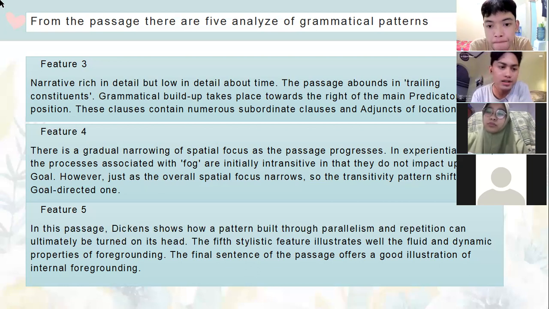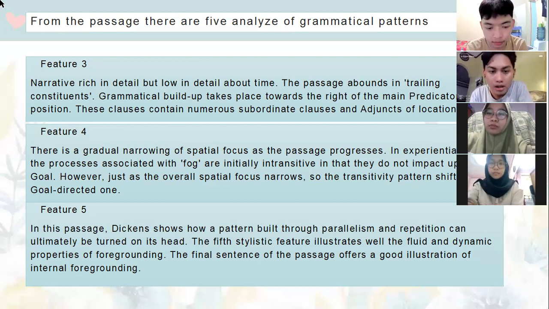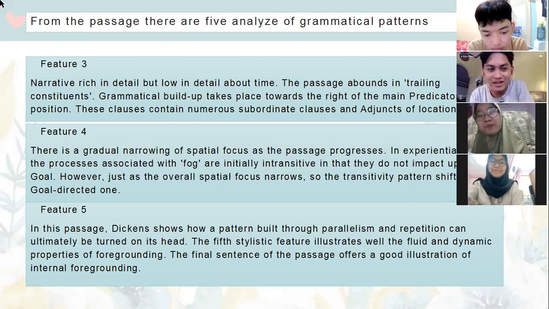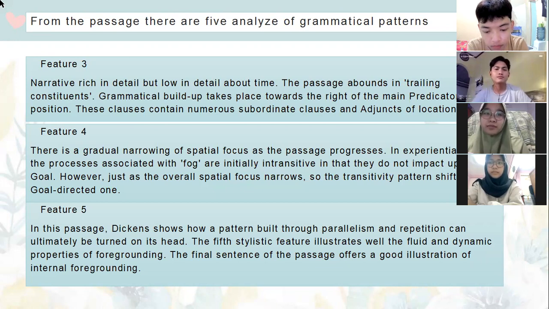And the last feature is that in this passage, Dickens shows how a pattern built through parallelism and repetition can ultimately be turned on its head. The fifth stylistic feature illustrates well the fluid and dynamic properties of foregrounding. The final sentence of the passage offers a good illustration of internal foregrounding. Next slide, please.